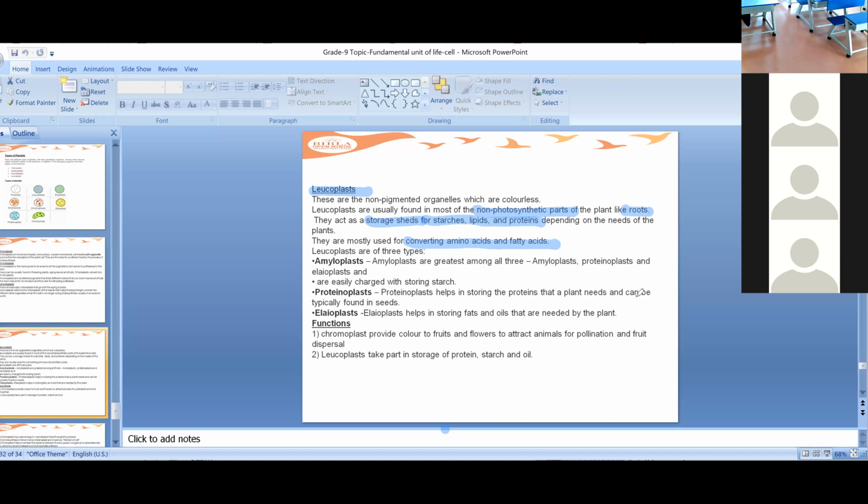Now coming to amyloplast. Amyloplasts, proteinoplasts, and elaioplasts are the three types. In this, again, three parts are there. No need to go into detail about that. So I just want to clear this.